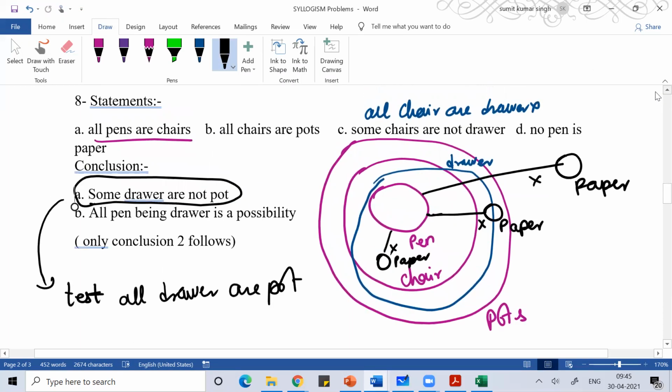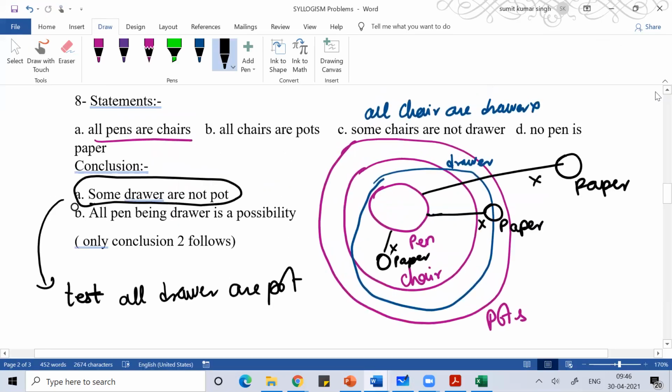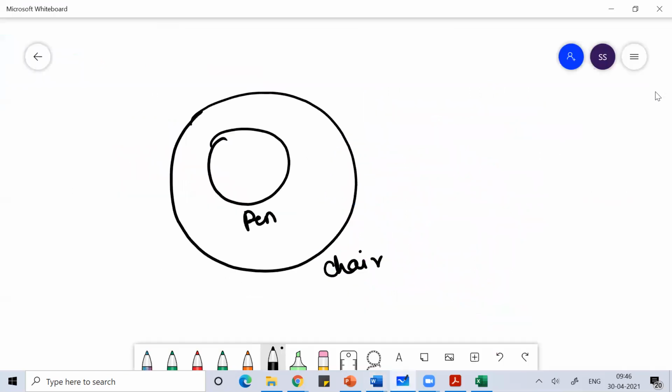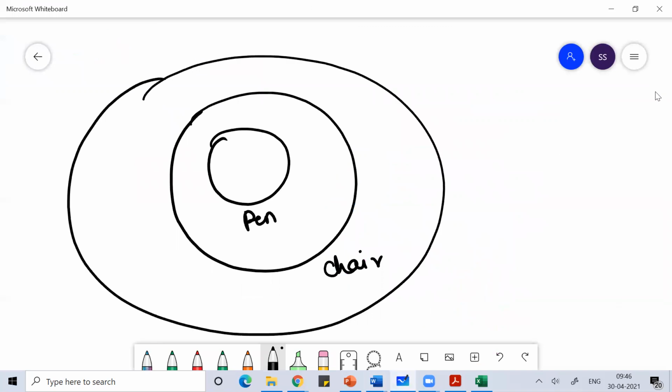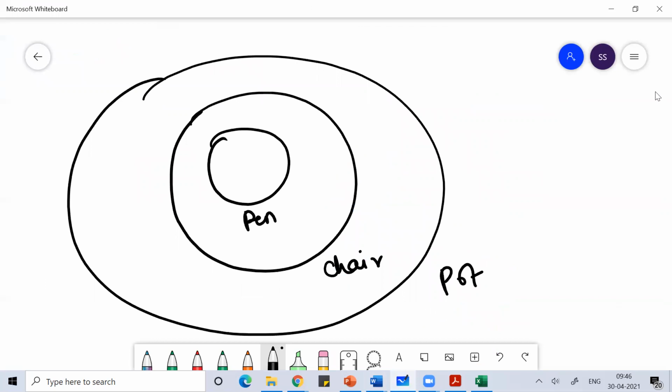Here it is written, all pen are chair. So if I draw that, all pen are chair. Then all chairs are pot. What I need is all drawers are pot, so all chairs are pot. Then some chairs are not drawer. So I can draw this, suppose I draw it like this.